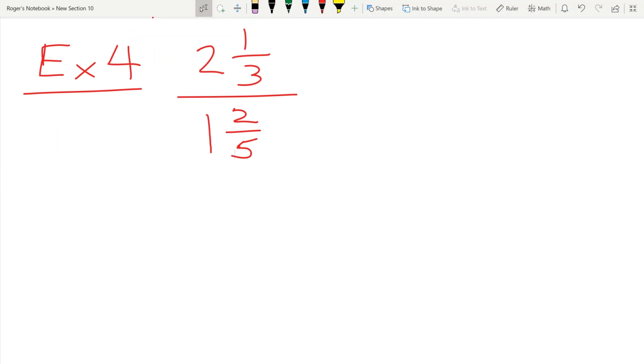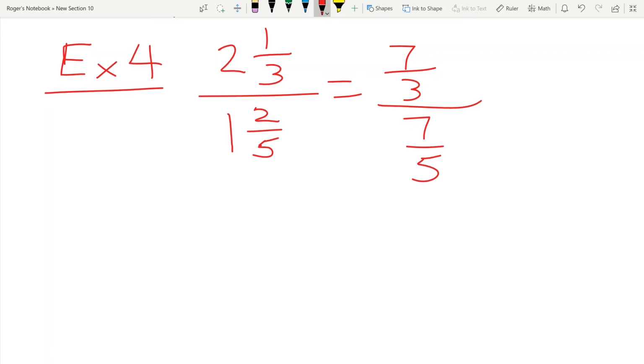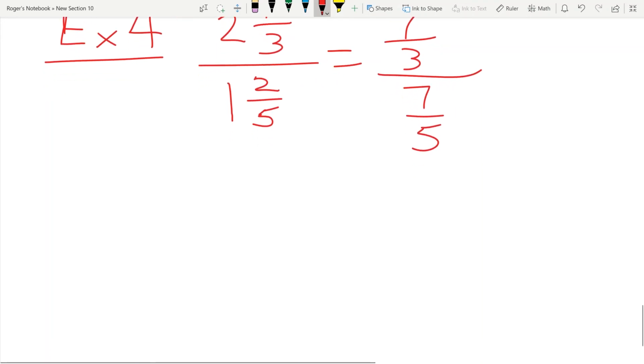Okay, here's one that I think will be nice to begin with here. 2 1/3 divided by 1 2/5. Well, these are improper fractions. We're going to now flip them around by changing their form a little bit. So this is going to be equal to 3 times 2 is 6 plus 1, 7 over 3 in the numerator. We're going to divide all of that by 5 times 1 is 5 plus 2, 7 over 5. We're going to divide by 7 over 5. Okay? So we have 7/3 divided by 7/5.